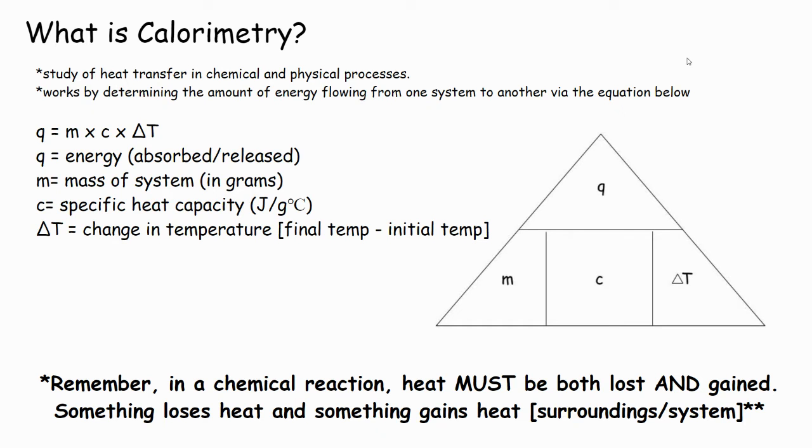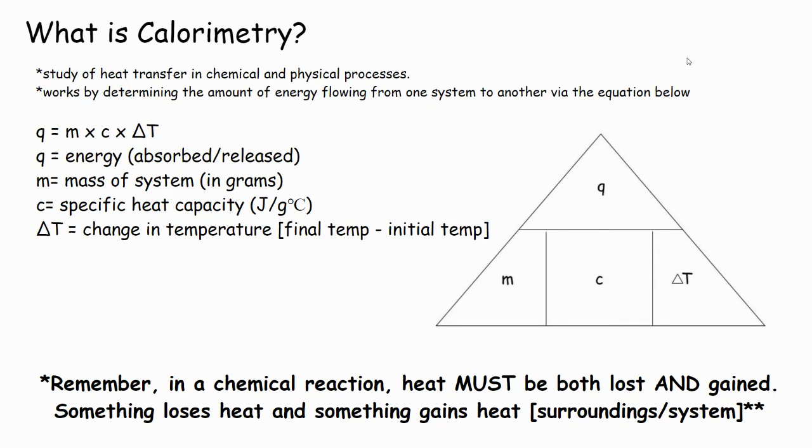Calorimetry is a study of heat transfer in chemical and physical processes. And it works by determining the amount of energy flowing from one system to another. And we have a good equation. So the equation is Q equals M times C times delta T. And because a delta kind of looks like an A, we usually just call this the Q equals MCAT equation. So if you hear us say Q equals MCAT, your chemistry teachers are being funny, and you wonder, what the heck is that? That's what we're talking about.